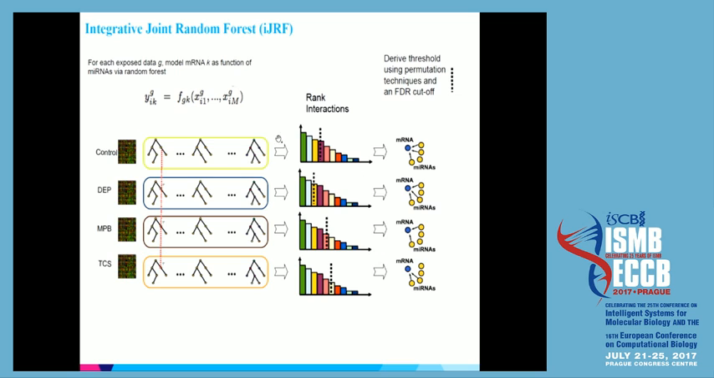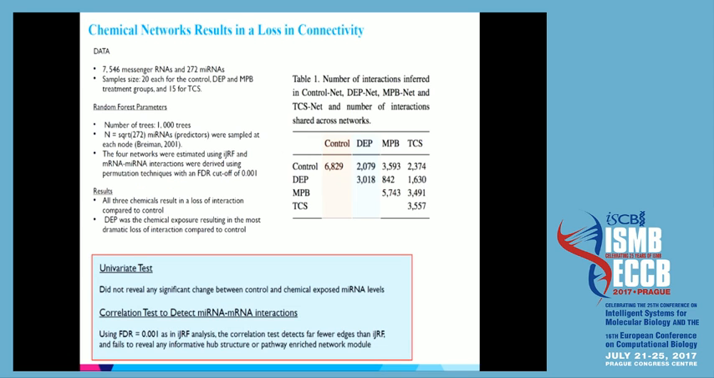After that, we estimate the ensemble trees. We are going to rank interactions according to the importance score, the random forest importance score, and then we are going to set up the threshold for that using permutation techniques and setting up an FDR cutoff for the importance score. Given the threshold, we get the interactions that are significant under our model. So we applied this method to learn the microRNA messenger RNA interactions.